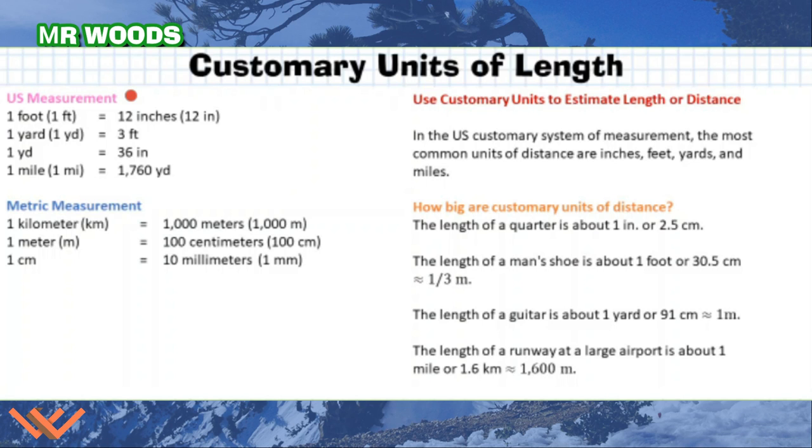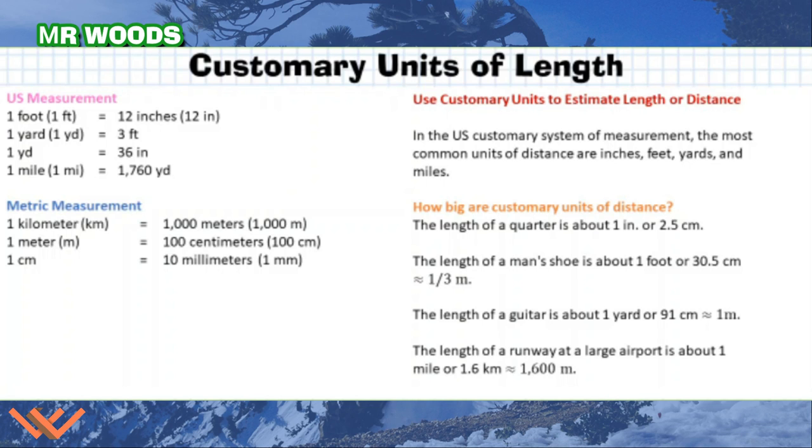Notice how I have my units of measurement abbreviated. So inches is IN, foot is FT, yard is YD, and mile is MI. Then we go on to the metric system. So we have a base 10 system, and 1 kilometer is equal to 1,000 meters. 1 meter is equal to 100 centimeters, and 1 centimeter is equal to 10 millimeters. And there's that mm for millimeters, cm for centimeters, and m for meters, and over here, km for kilometers.